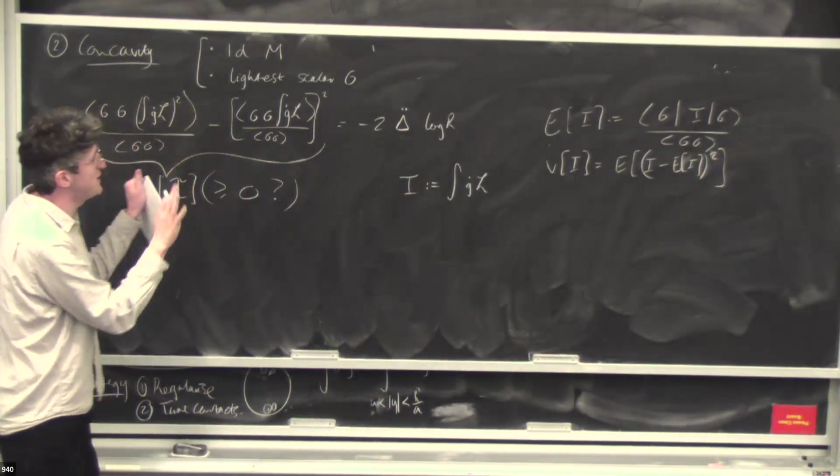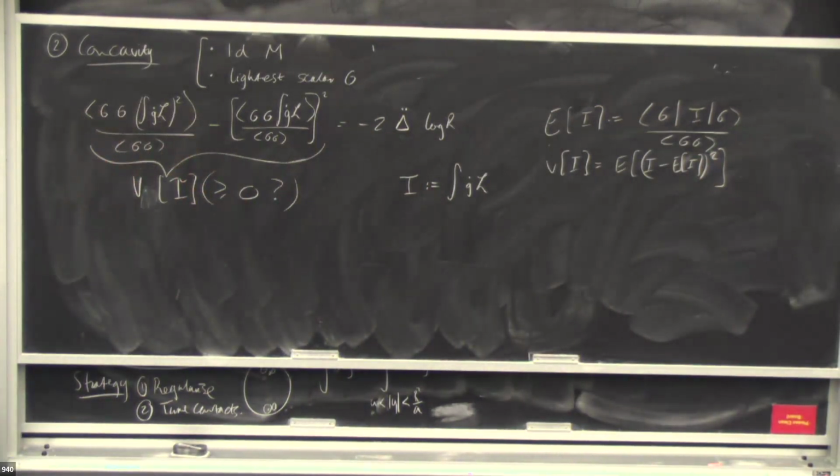They put a question mark because it's UV divergent. You need to do it carefully, and that's what we're going to do. But this is just the spirit of the claim. This is a positive quantity. It's a variance. Okay.